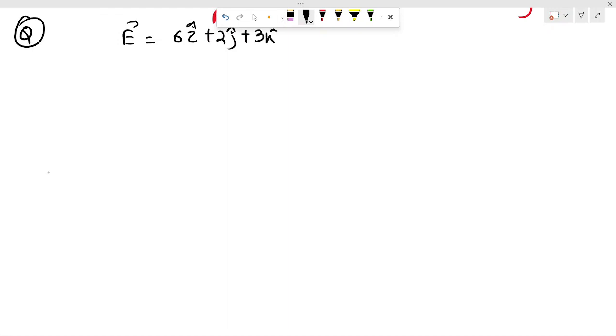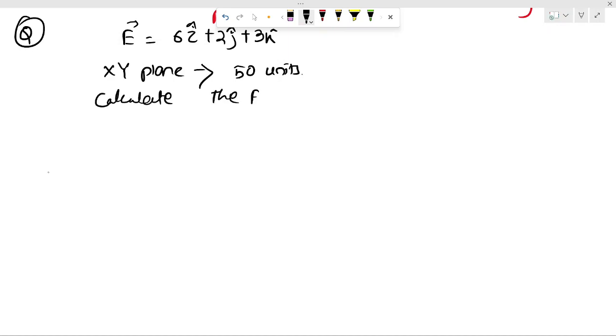Okay, and you have a surface on the xy plane, and its area is 50 units. You have to calculate the flux associated with the surface. The surface is given in which plane? XY plane. Remember, the question says that the surface is on the XY plane.